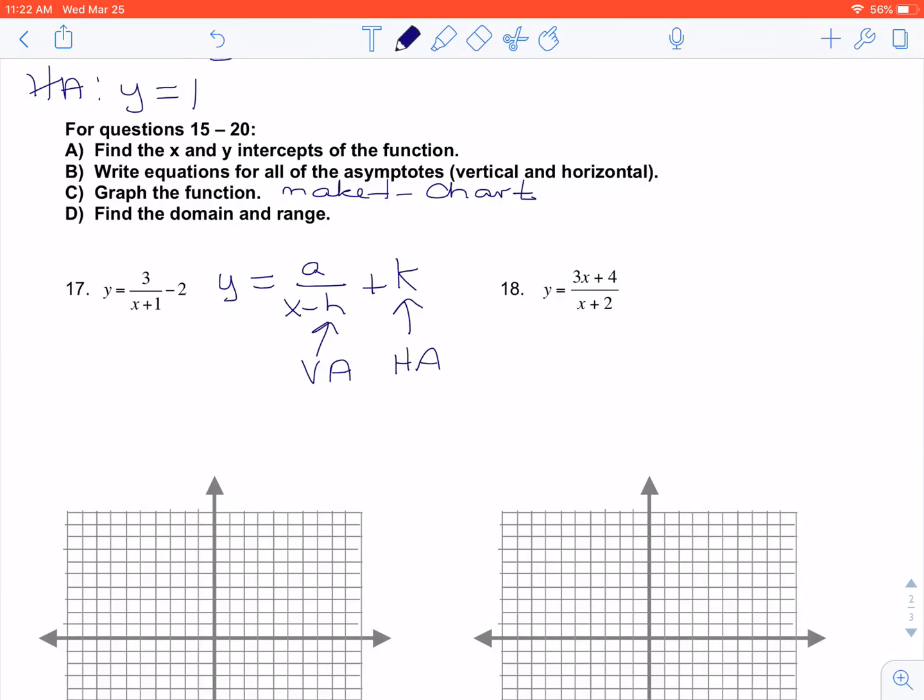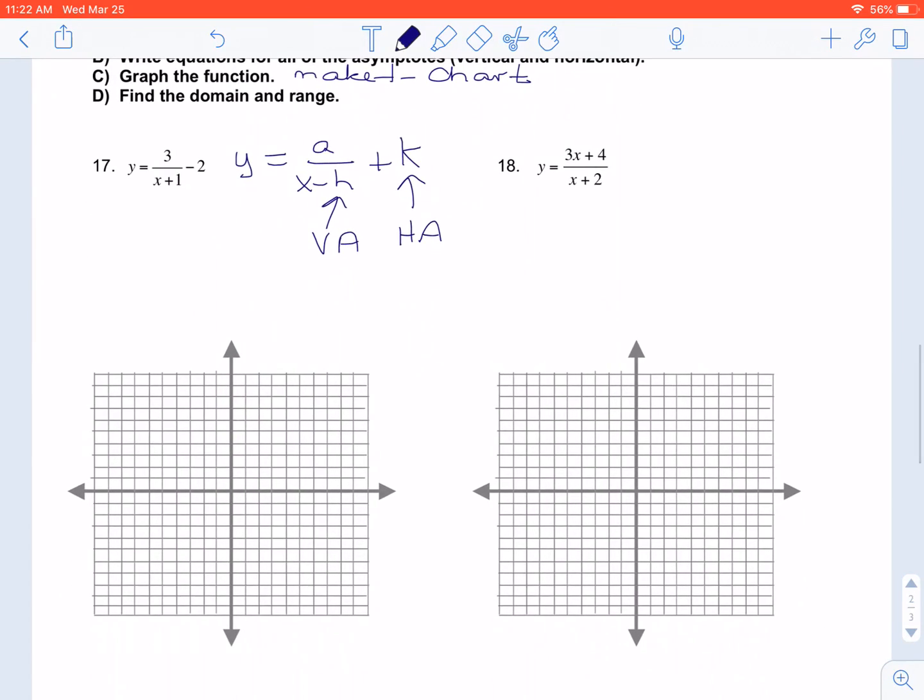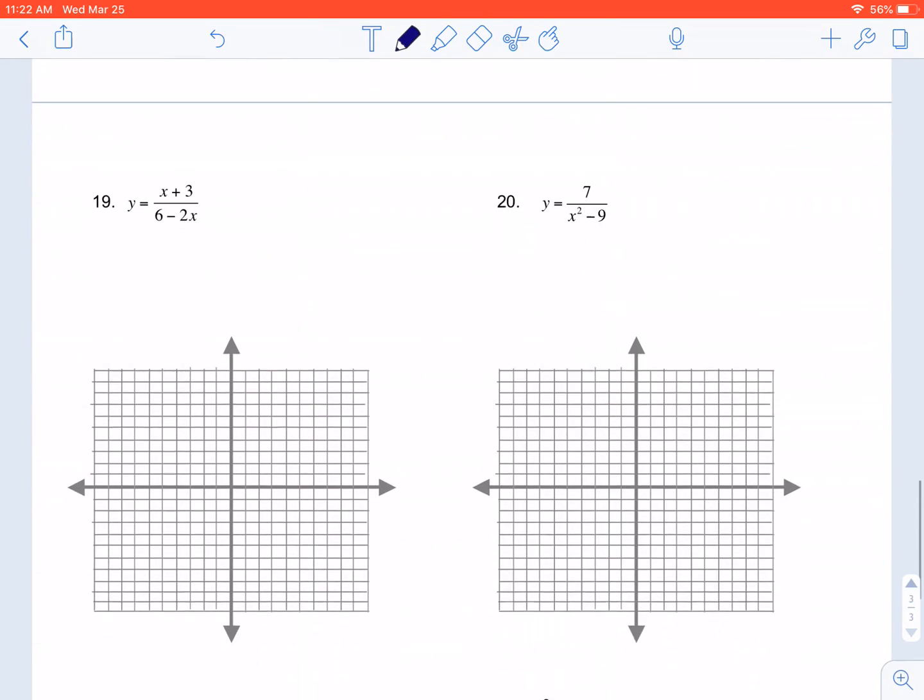All of these solutions are posted under Google Classroom, so make sure you're checking your work. I also posted the graph there, so you can see what the graph looks like, so that you kind of get an idea if you're completing them correctly.